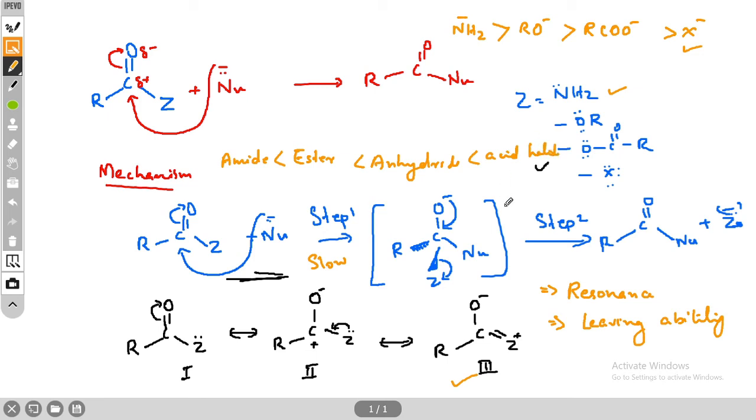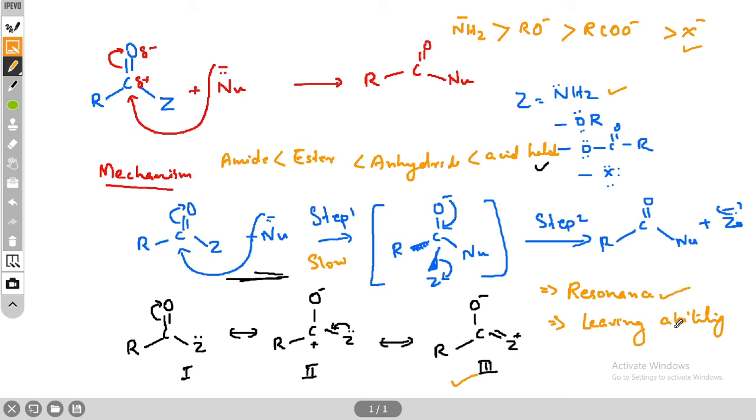Okay, I will tell once more. Greater the basicity of the leaving group, what happens? Not leaving, greater the basicity of this Z, greater will be the contribution of resonance structure 3, and hence it is very difficult to attack it here. So lesser the basicity, greater will be the reactivity. So more reactive will be acid halide.